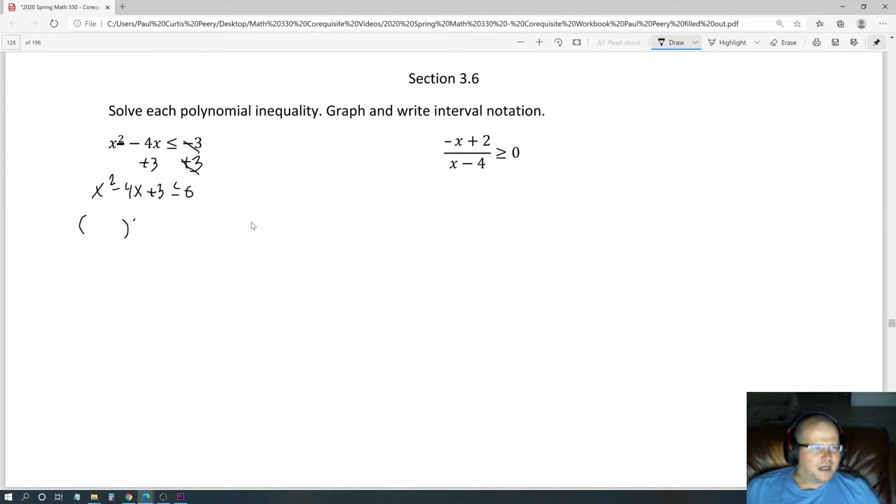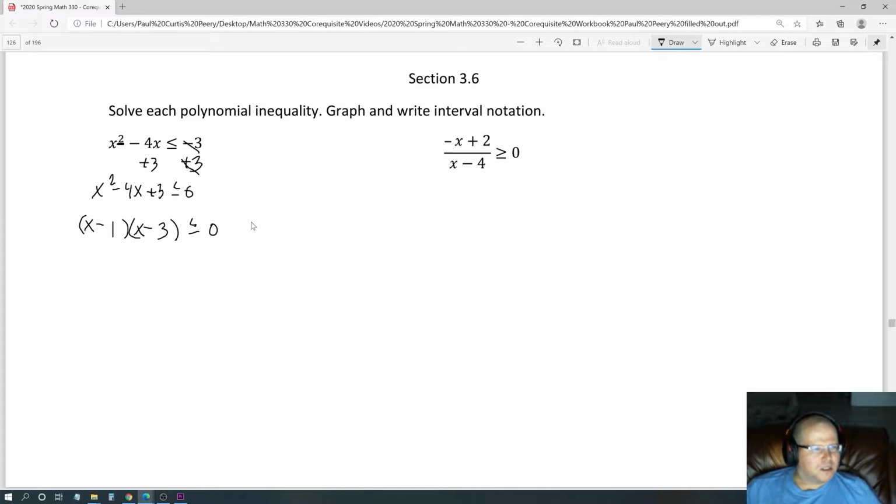At that point, I've got it set equal to 0, so the next step is I'm going to factor it. So the square root of x squared is x, and the end is a positive, so the signs are going to match. The middle is a negative, so they're both going to be negative. We want two numbers that multiply together to give a positive 3, and add together to give a negative 4. So 1 times 3 is 3, 1 plus 3 is 4.